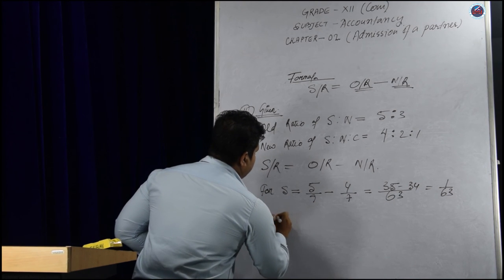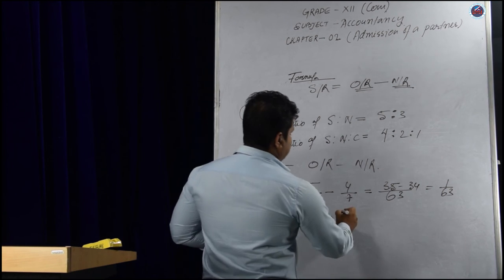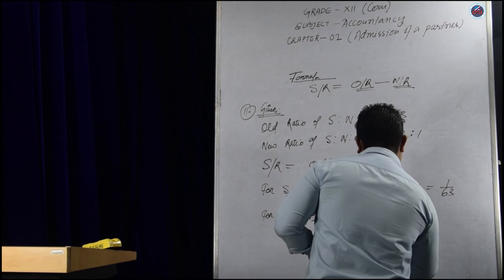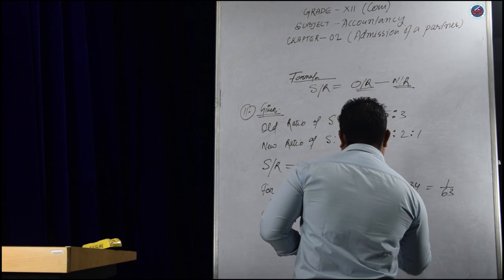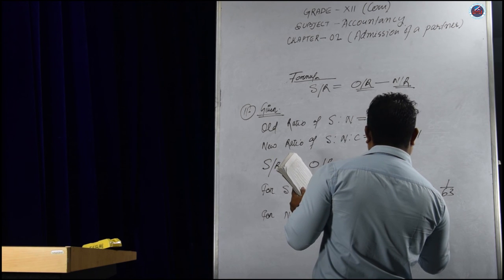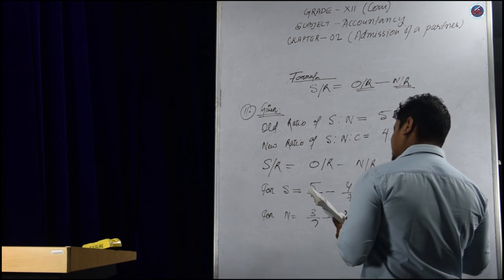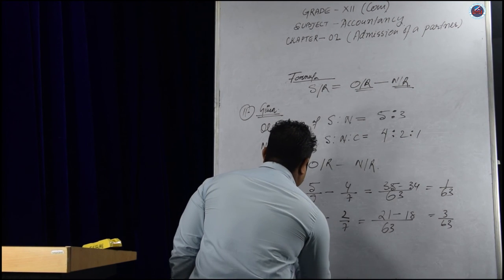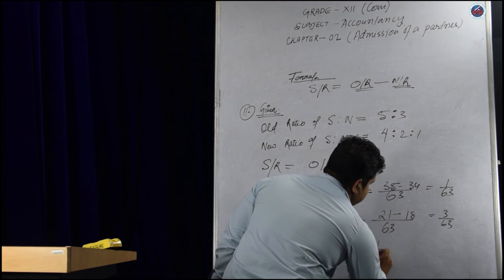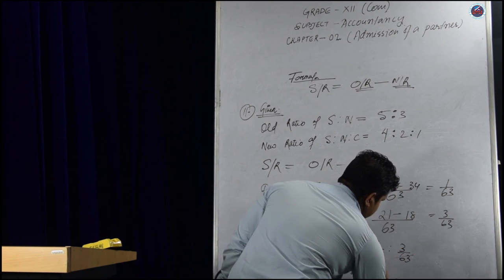Next for Nandeep, same: 3/8, that is the old ratio, minus 2/7. With 56, it is 21 minus 16. That is 5/56. The answer will be the sacrificing ratio of Sandeep to Nandeep is equal to 3/56 is to 5/56. If you carry on, 3:5, that is the answer.